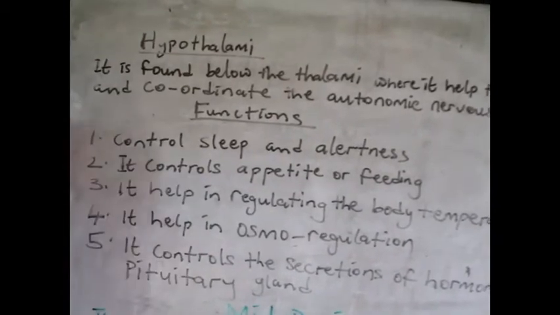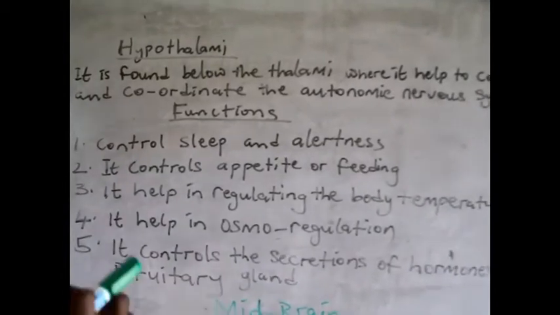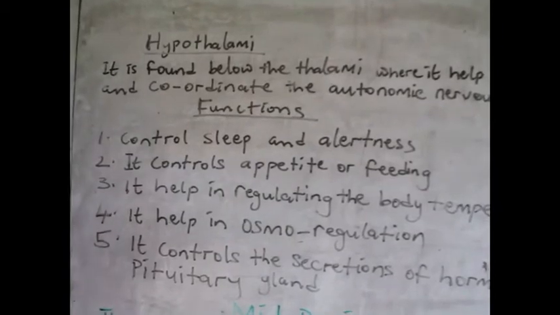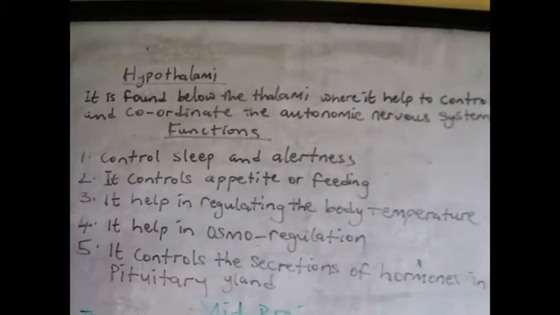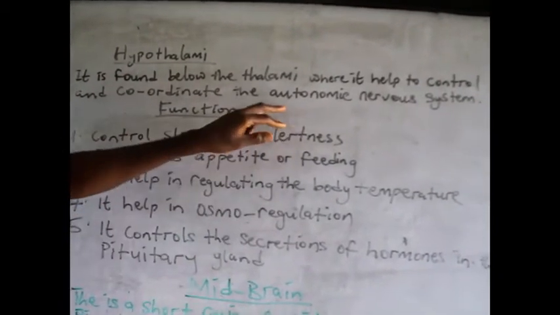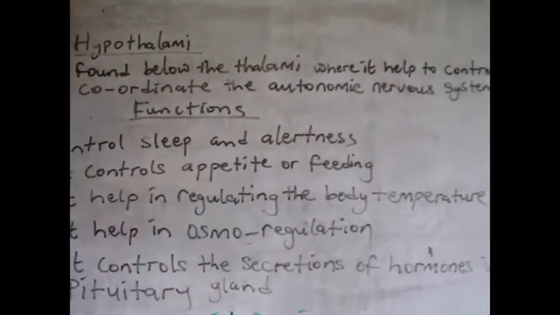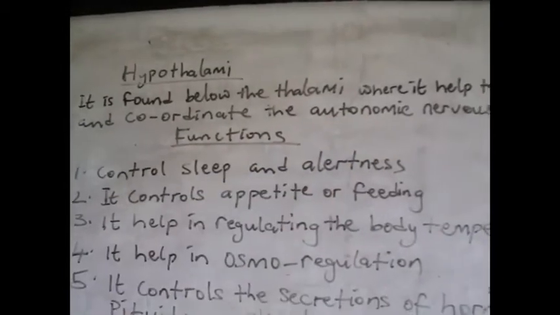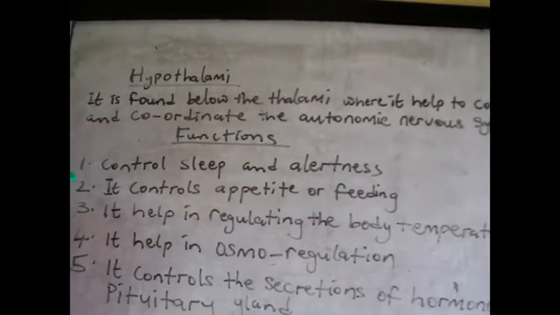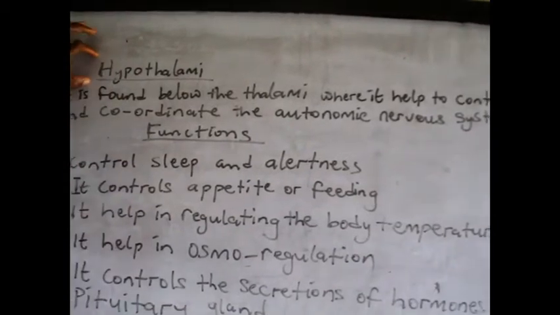The hypothalamus is just below the thalamus, and what it does is to coordinate all the autonomic nervous system. Remember that when we look at the chart, the nervous system is divided into central nervous system and peripheral nervous system. Then in the peripheral, we have the autonomic nervous system and the somatic nervous system. So this hypothalamus controls the autonomic nervous system. So that is the area where the central nervous system supersedes the peripheral nervous system. It is in this hypothalamus.